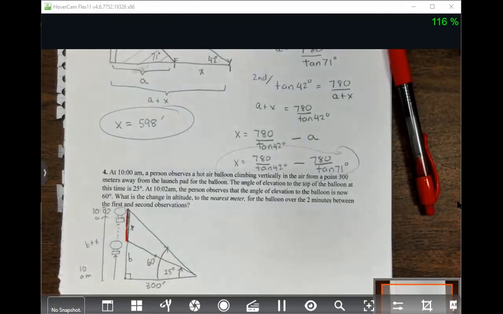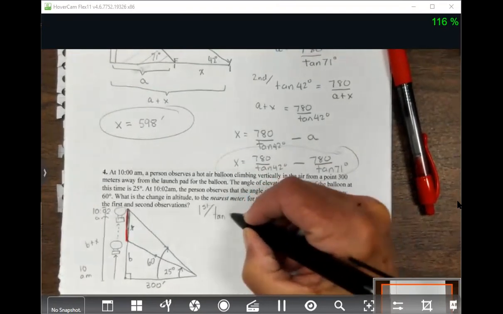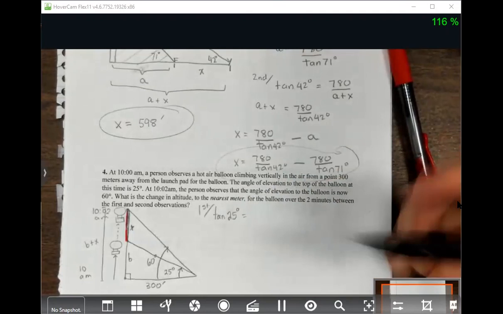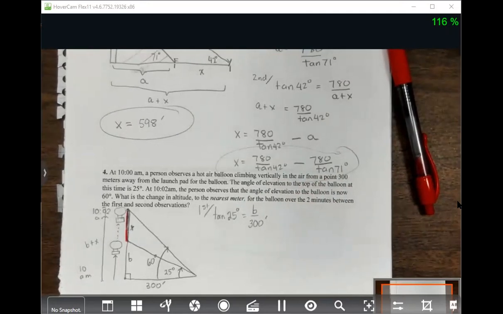So just look at that little triangle down at the bottom with the 25-degree angle. B is opposite that angle, 300 feet is adjacent that angle. So we're talking tangent again, right? So our first step is saying that tangent of 25 degrees is the opposite over the adjacent. Opposite would be side B, the adjacent is 300. Solve for B to get B is 300 times the tangent of 25 degrees.